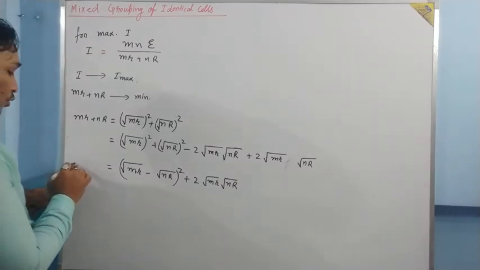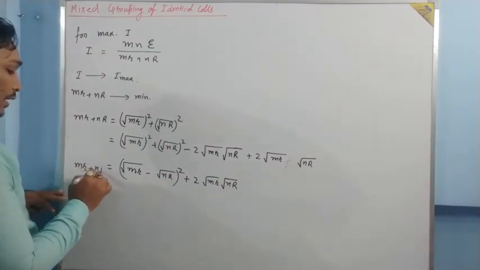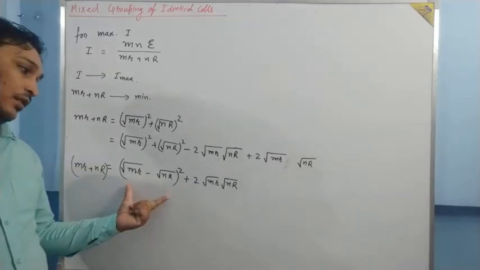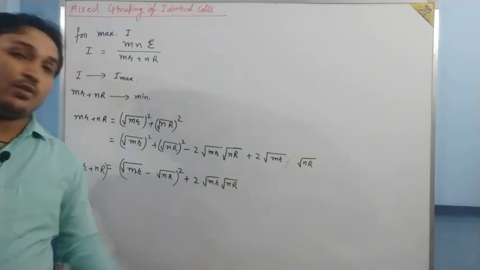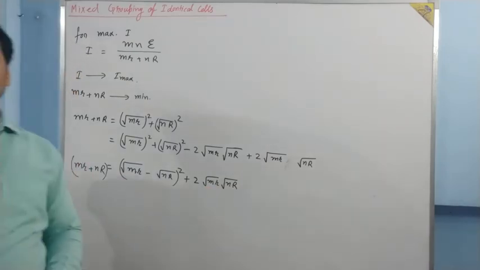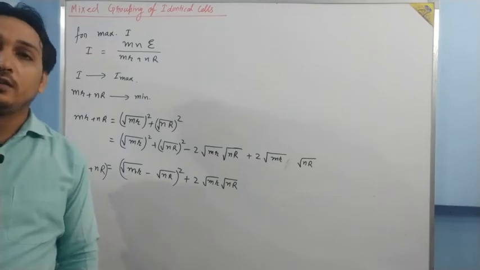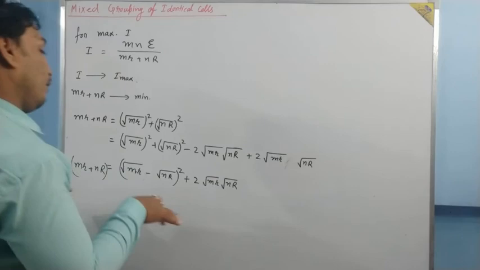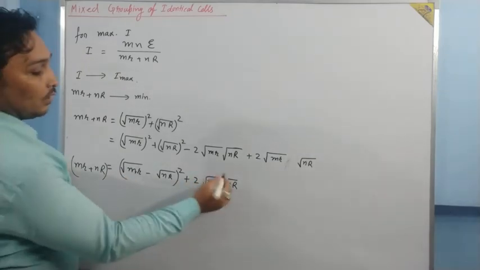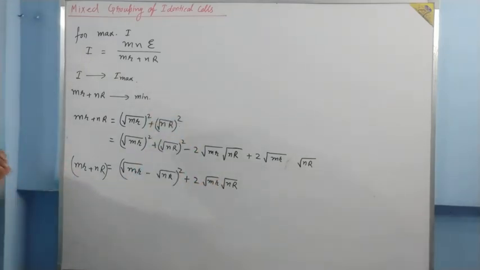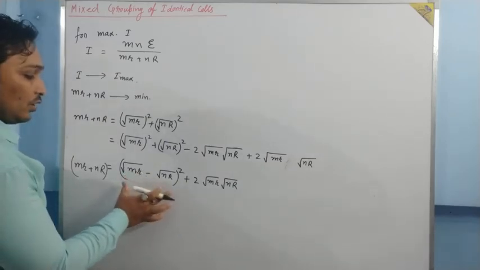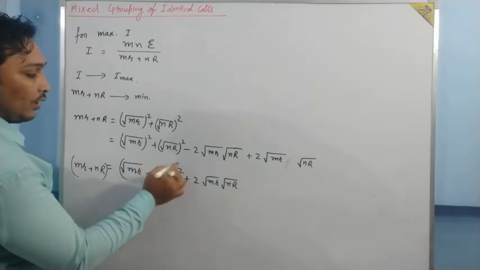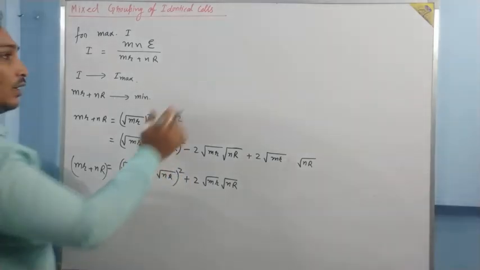Now what we need to do, we need to calculate the minimum value of this. Just see, here it is whole square, here it is under root. This under root cannot be negative. m and n are numbers, small r and capital R are resistances. They can never be negative. If they could be negative, then this under root would be imaginary. So if we focus on this one, root mr minus root nR whole square, it is a whole square quantity.